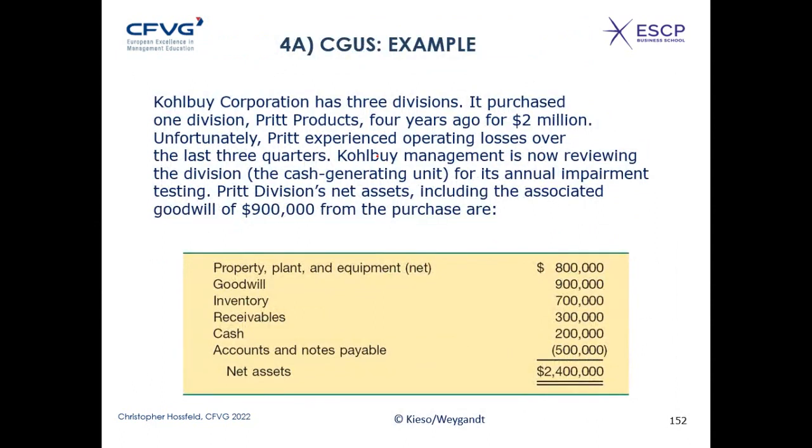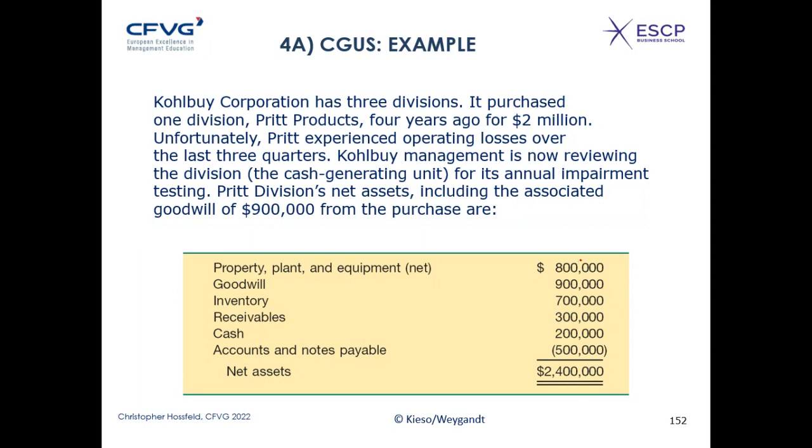Let's see how this works. Imagine here Colby Corporation has 3 divisions. It purchased one division 4 years ago for 2 million. Unfortunately, PRIT experienced operating losses over the last 3 quarters. Colby management is now reviewing the division, which is also a cash generating unit, for its annual impairment testing. And we see that the net assets of PRIT are listed here. So we have all the assets.